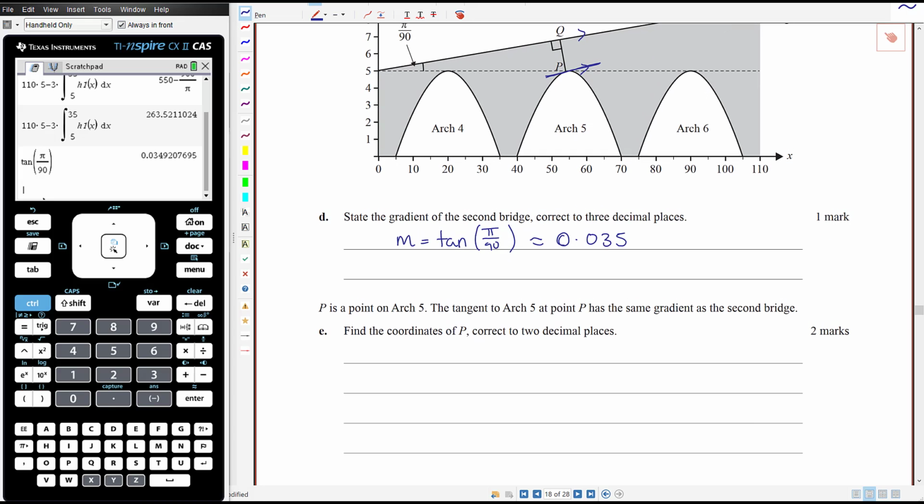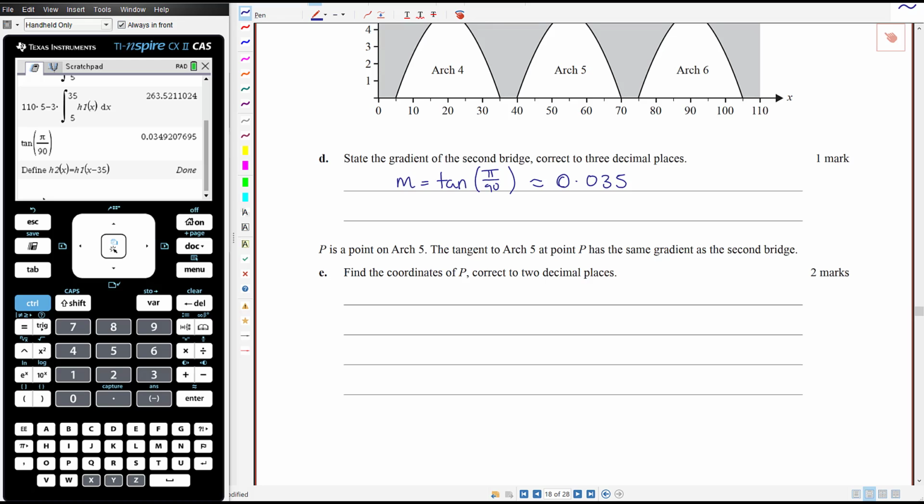Okay, so arch 5, remember, is the same as h2 of x. So I'm going to define h2 of x. It's just going to be h1 of x after a translation to the right by, so from 5 to 40 by 35. Okay, so that's h2. So the coordinates of P is going to be where the derivative of h2 of x is equal to tan of pi on 90.